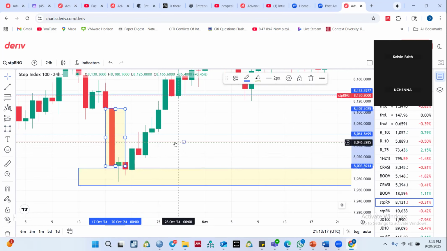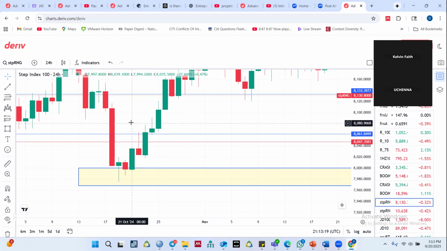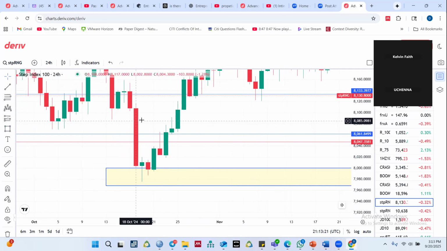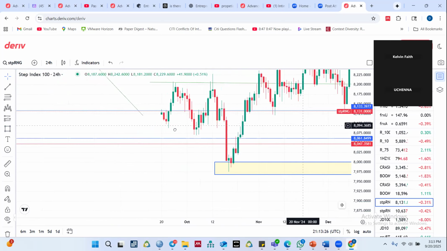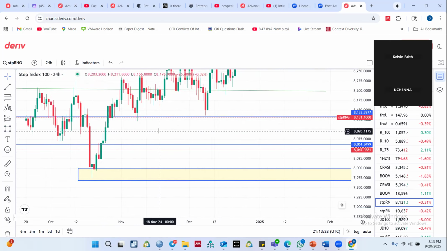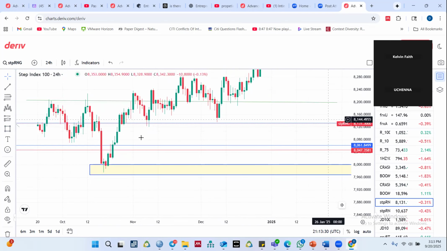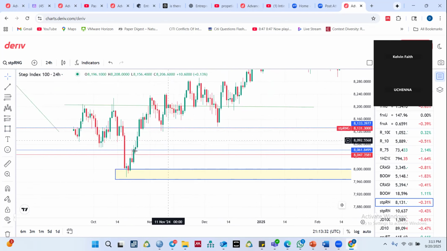So that 78.6% is a very technical area where price can either do the continuation or it can reverse. And the reason we are interested in it is that if you take your entries there, it minimizes your stop loss. That's why that place is good.